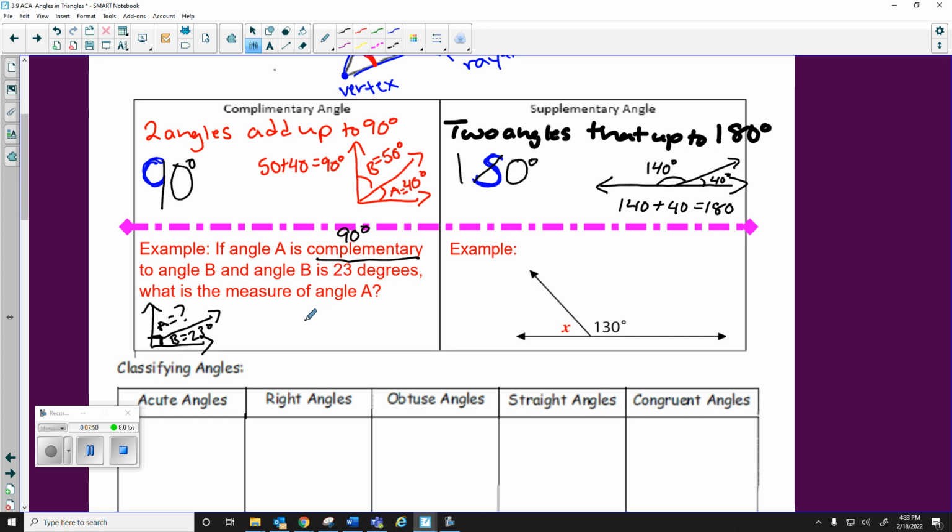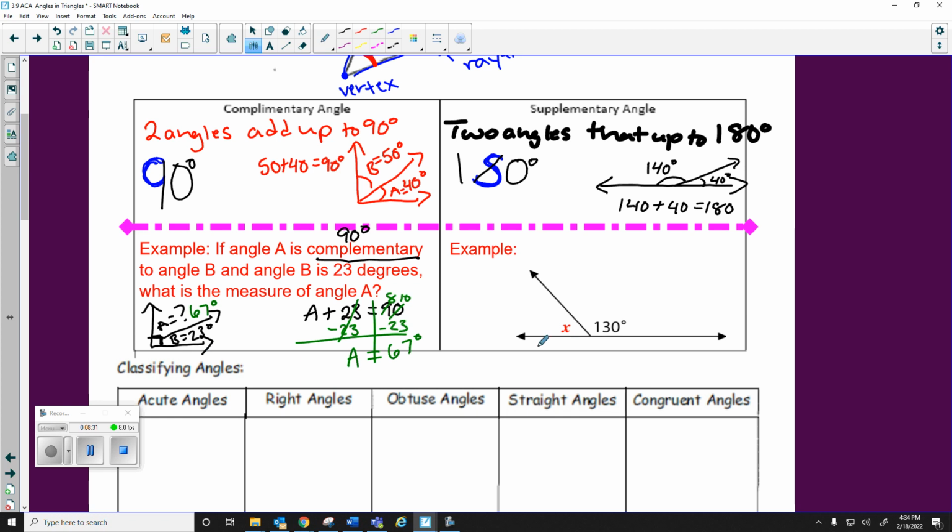I can also write an equation. I could say A plus 23 is equal to 90 because it says they're complementary. And hey, we've got ourselves an equation like we've been using forever now. I want to get A by itself, so I need to subtract 23. Whatever I do to one side, I do to the other. That cancels out, I'm left with A. And then let's do some math over here. 90 minus 23 gives me 67. So angle A would be 67 degrees. That's an example. Again, if it's hard to visualize, just draw a picture.